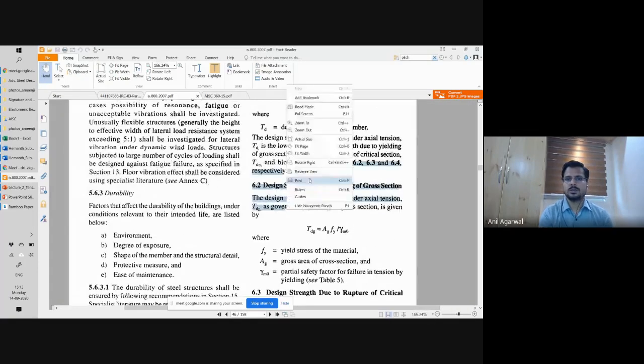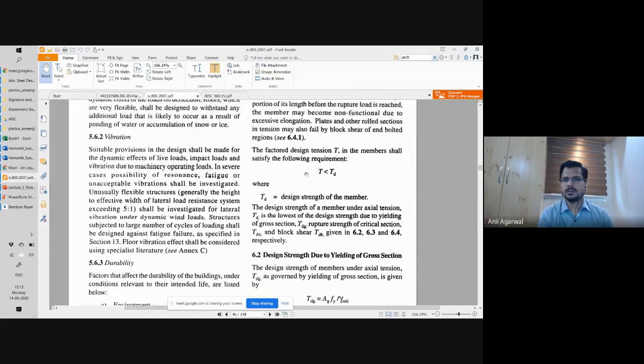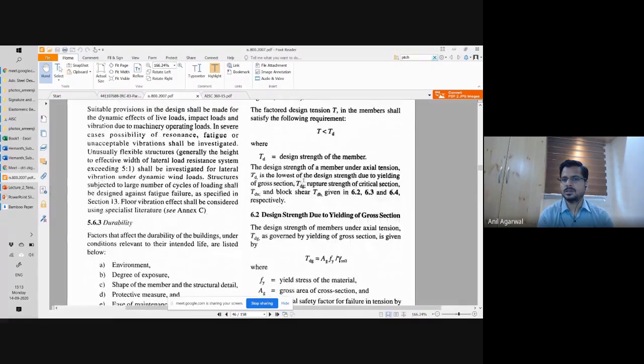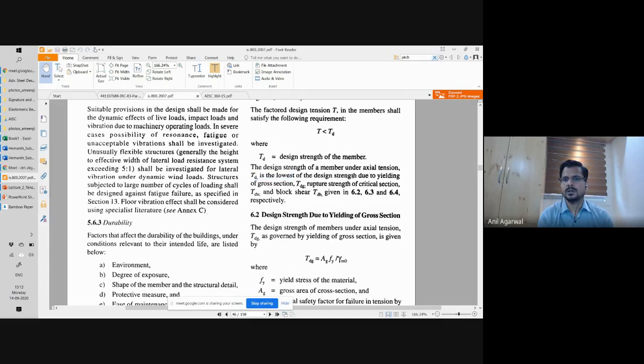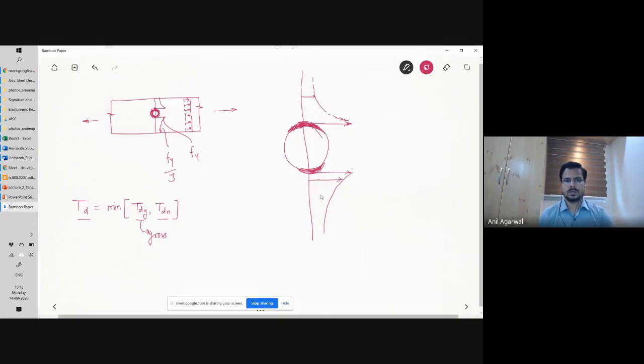Here you should design the member in such a way that the force acting on the member, that is the factored force or tension demand, is less than the design tension capacity. You can see this screen, right? IS 800. Design tension capacity is the lowest of the design strength due to yielding of cross section, rupture strength, and block shear strength.